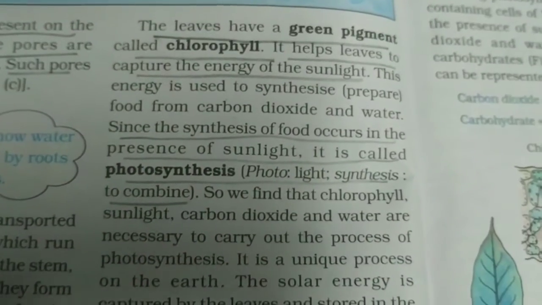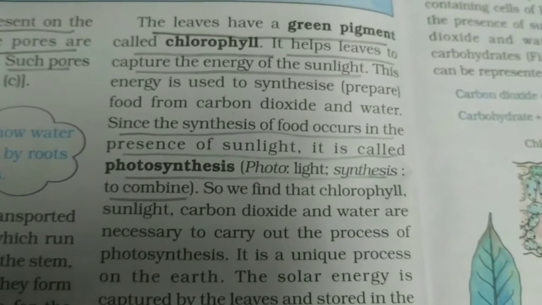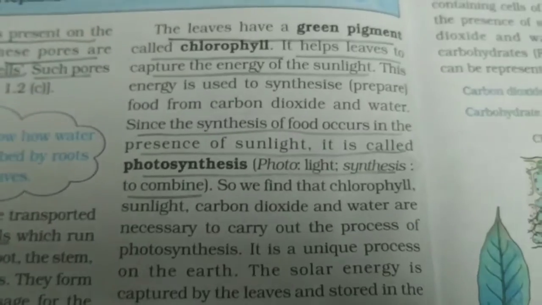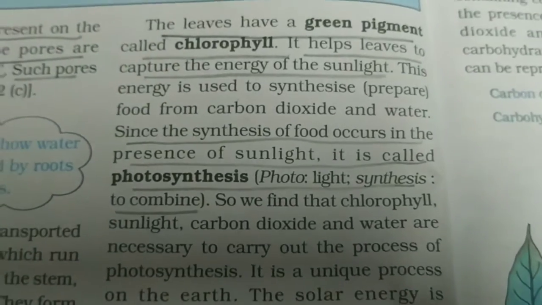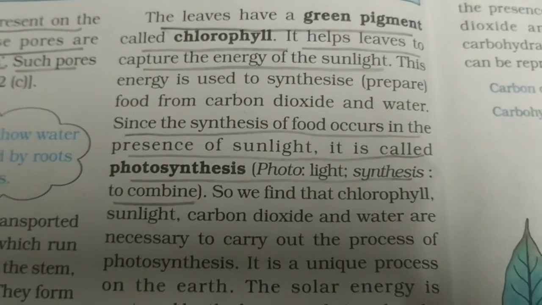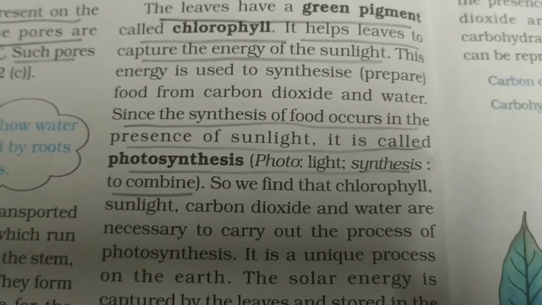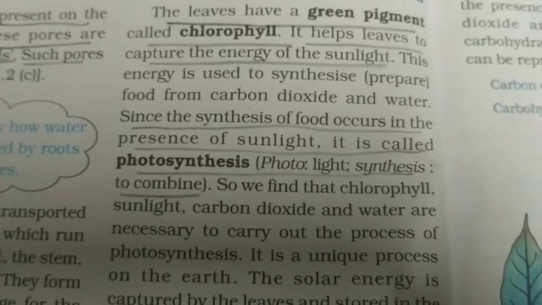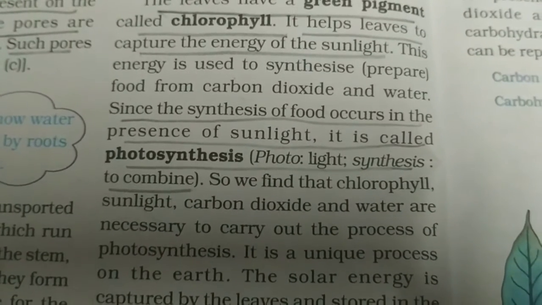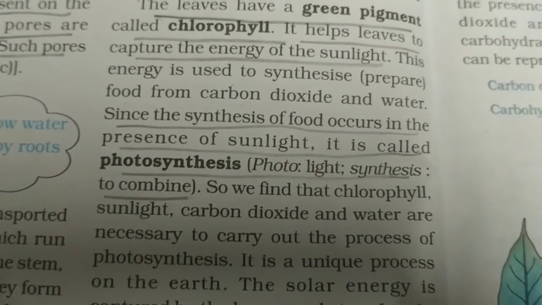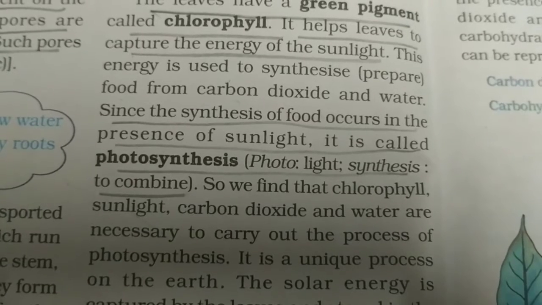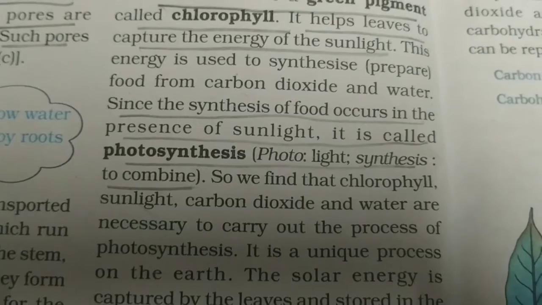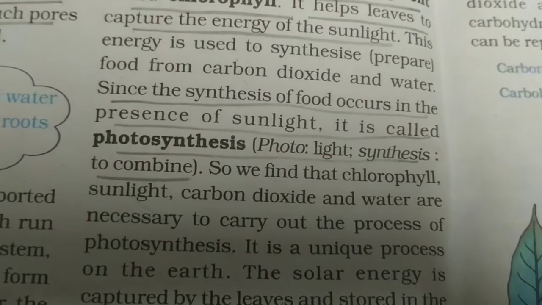The chlorophyll helps the leaves to capture the energy of the sunlight. Now, you all know that the leaves are green in color, because the leaves have a green pigment called chlorophyll. Chlorophyll helps the leaves to capture the energy of the sunlight. This energy is used to synthesize. Synthesize means prepare. This energy is used to prepare food from carbon dioxide and water.